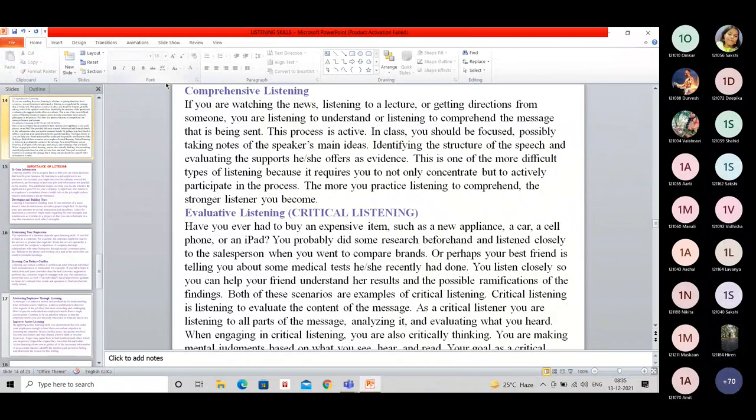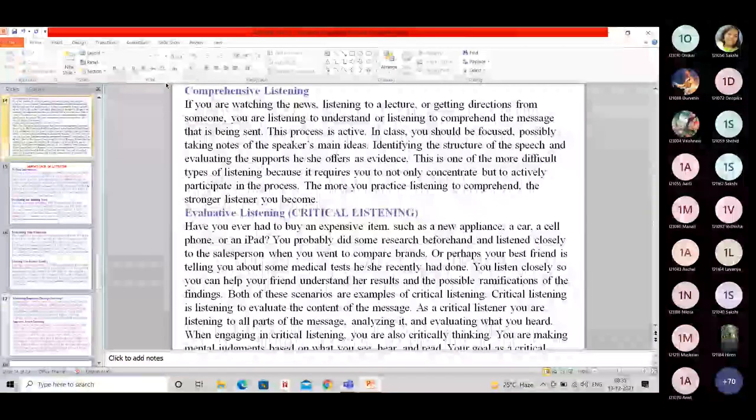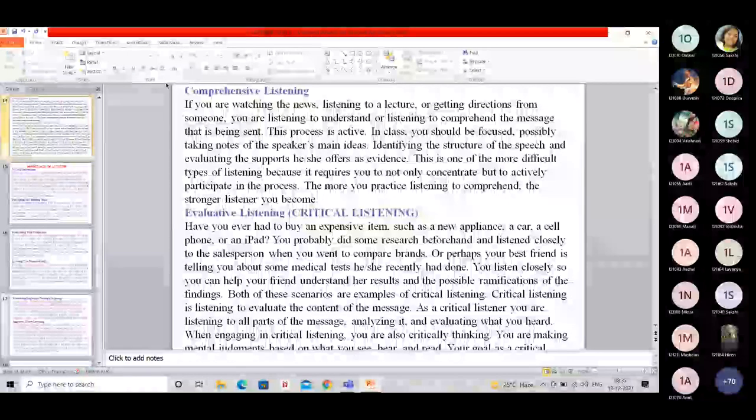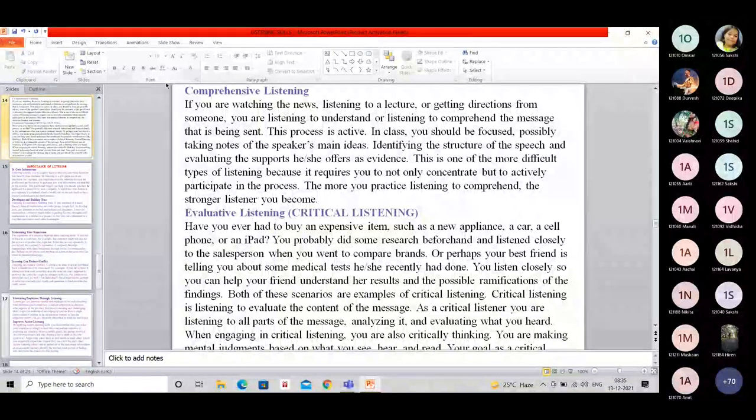So comprehensive listening is this kind of listening where you're getting information. If you try, you will definitely understand. Okay, that also you have to remember. So you can't say that I can't understand anything. If you try hard, you'll be able to understand.